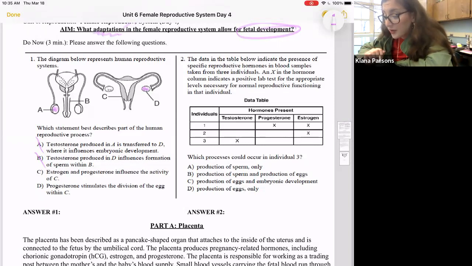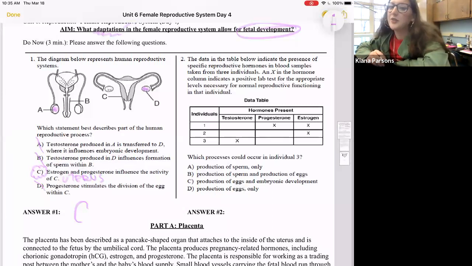Estrogen and progesterone influence the activity of C, so the activity of the uterus. Let's put a little flower around that one. Progesterone stimulates the division of the egg within C. So that is not correct. Our answer is C. Estrogen and progesterone influence the activity of the uterus. And we're about to read quite a bit about that below.